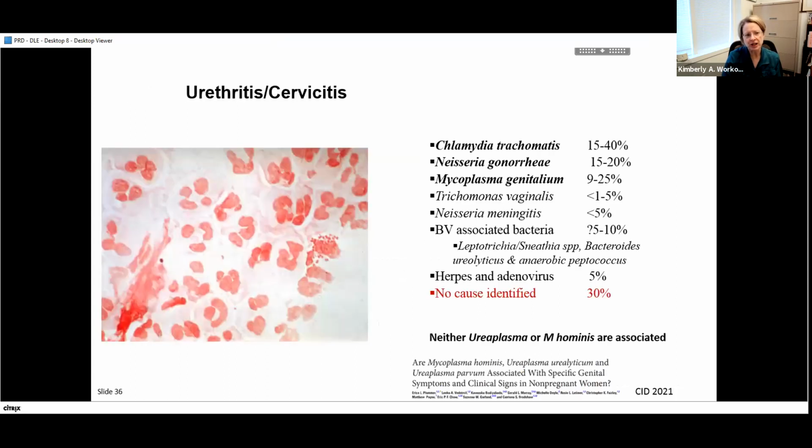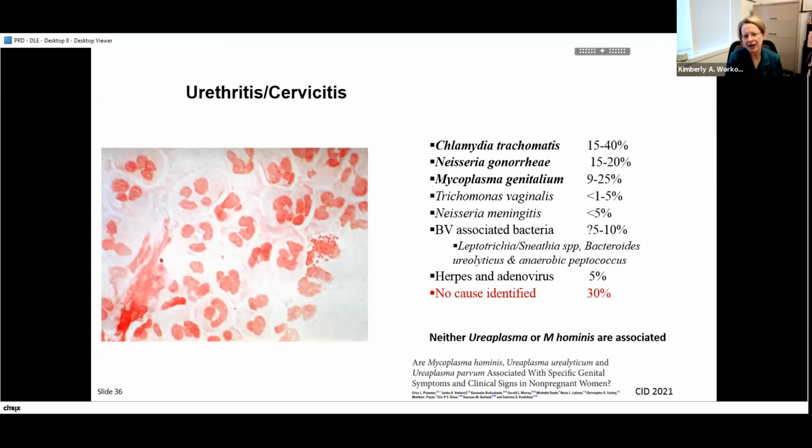I'm going to switch gears from genital ulcer disease and move to urethritis and cervicitis. What I have in bold are the most common organisms that cause non-gonococcal urethritis: Chlamydia and Mycoplasma genitalium. Although Trichomonas, especially in men who have sex with women, and there were increased reports several years ago about Neisseria meningitidis, and also reports of herpes and adenovirus, and most of the herpes is HSV1, not HSV2.